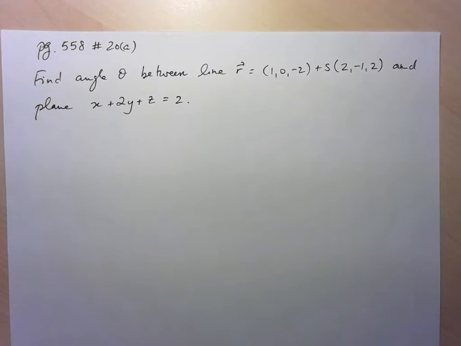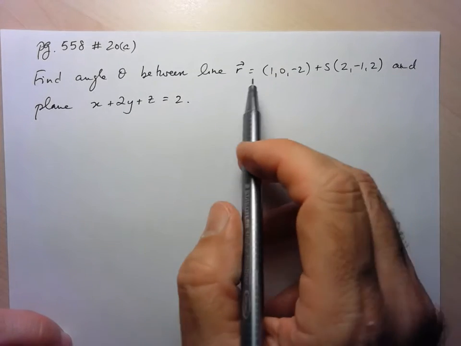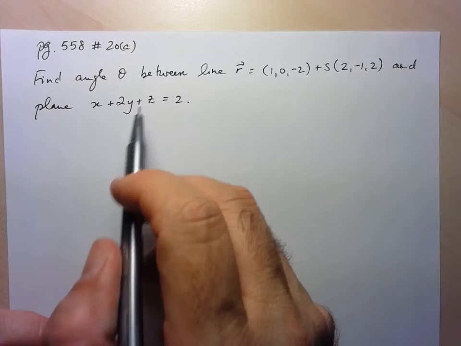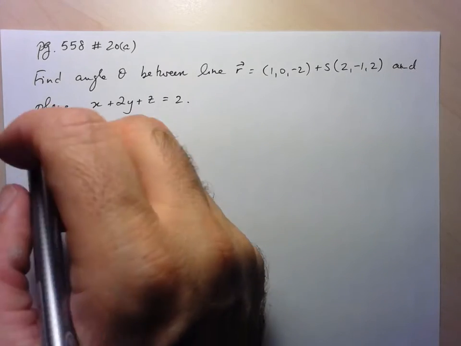Hi folks, this is a solution to number 20A on page 558. Here they want us to find the angle between this given line and this given plane. So let's draw a picture to see what that would look like.